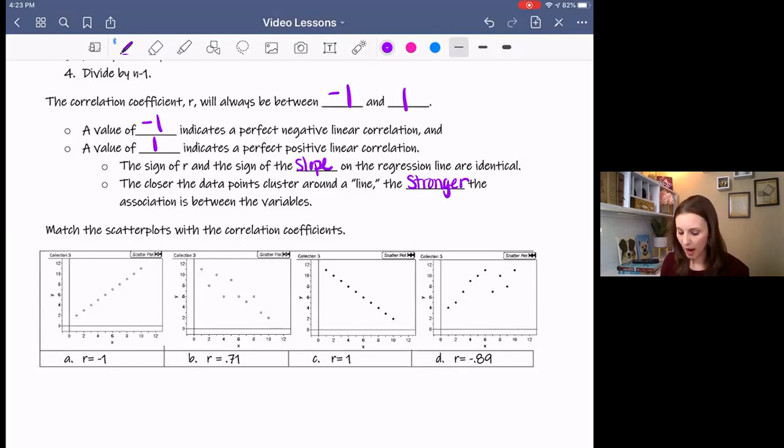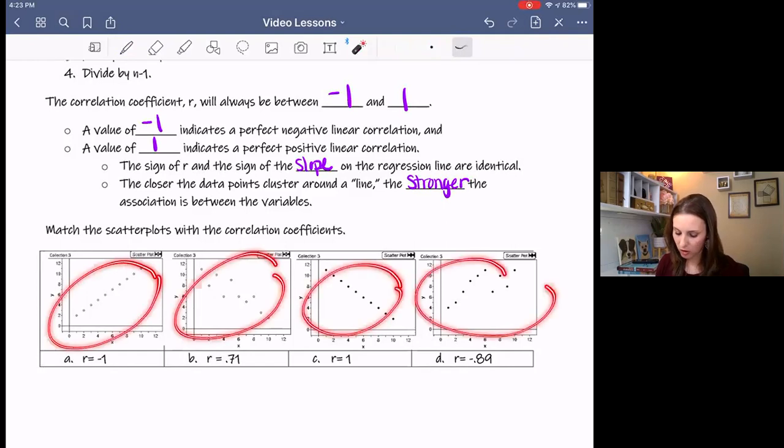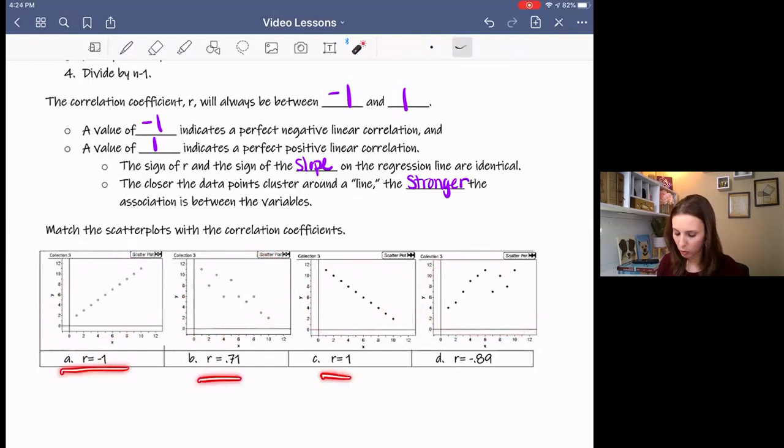So based on that, I want you to try to match these graphs. I have 4 graphs here, and then I have 4 answer choices, and I want you to match the graphs to the corresponding correlation coefficient values and see if you can get them. So pause it, try to match them up, and come back.